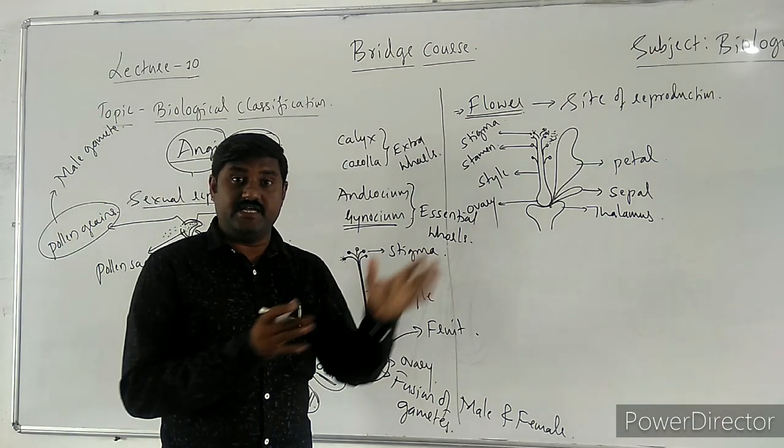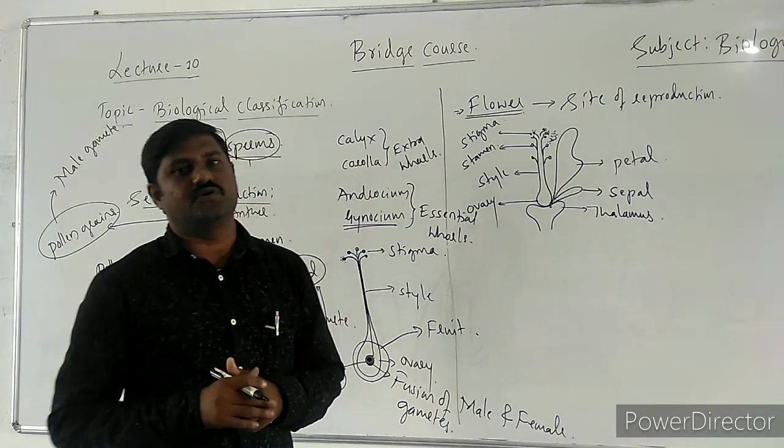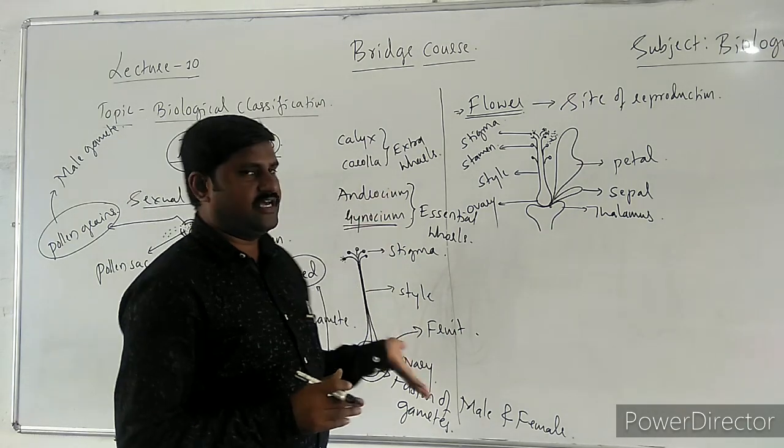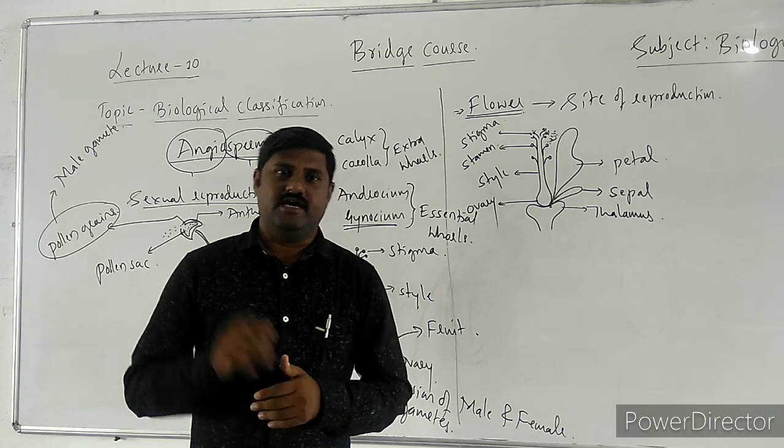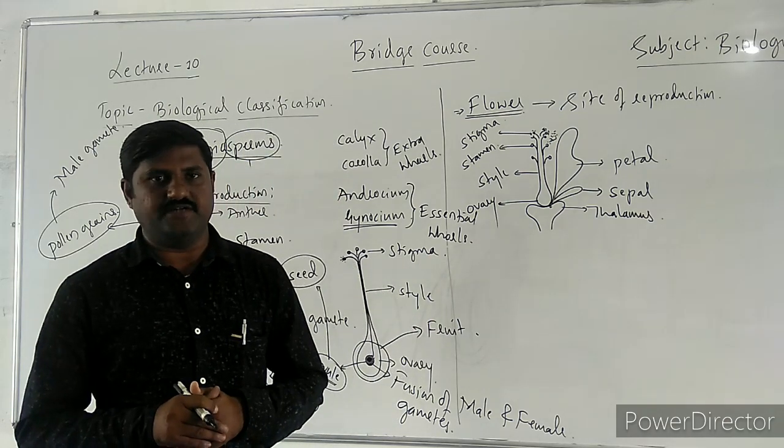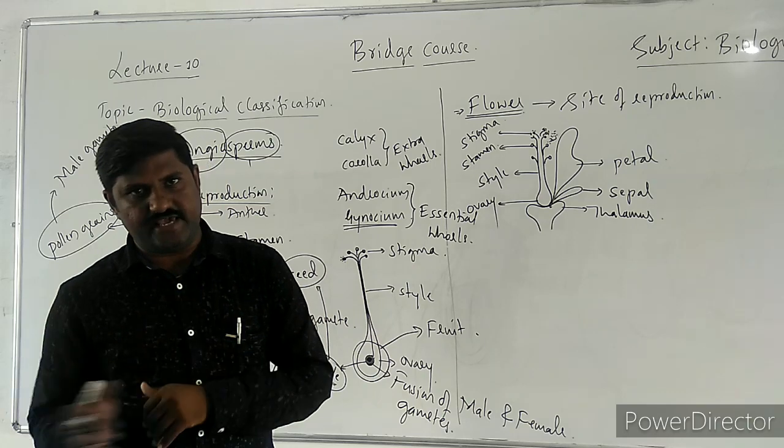So this is all about the characteristic features of angiosperms, and in classification, as I told you, angiosperms are once again classified into monocotyledonous plants and dicotyledonous plants, monocots as well as dicots.